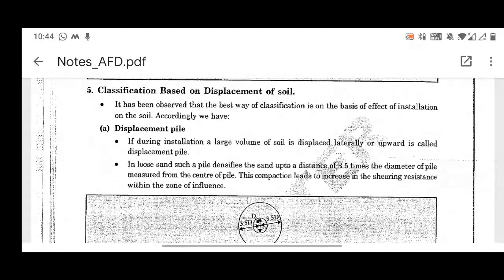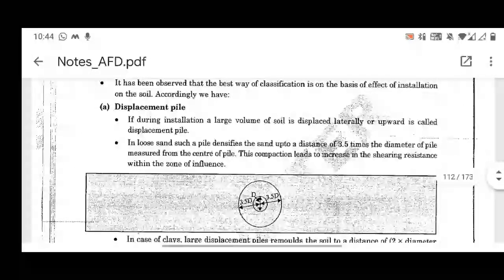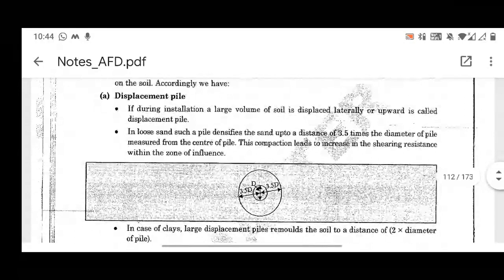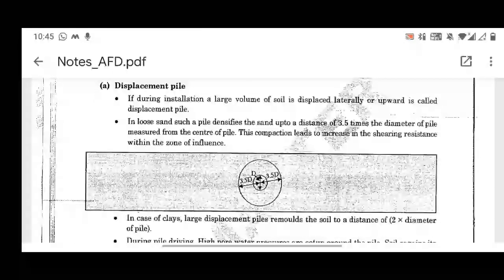So it is also written in this particular PDF, if during the installation a large volume of soil is displaced laterally or upward, it is called a displacement pile, right? So where will we find the displacement to happen? In loose sand, such a pile densifies the sand up to a distance of 3.5 times the diameter of the pile measured from the center of the pile. The compaction leads to an increase in shearing resistance within the zone of influence, right?